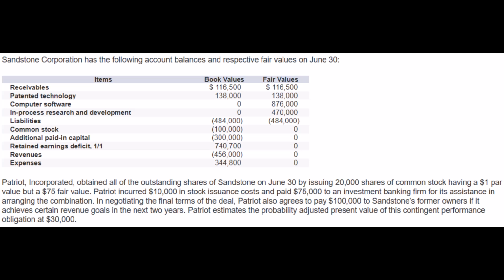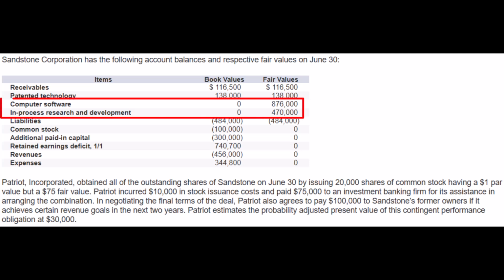Notice how some assets, like the computer software and the in-process research and development, had a book value of 0, but they have very significant fair values. Under the acquisition method, we get to record these previously unrecognized assets on the books at their full fair value. This is a critical concept. We'll use these numbers in a few minutes to calculate goodwill or potential bargain purchase gain.